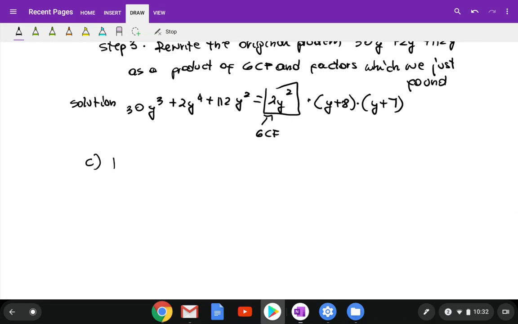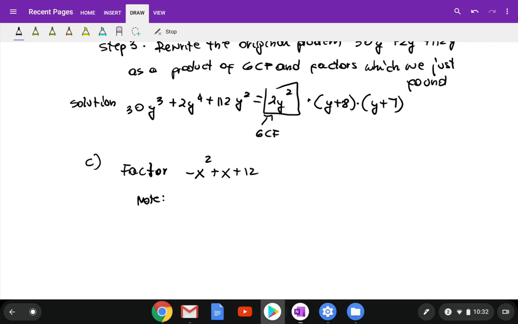We need to factor negative x squared plus x plus 12. So we didn't do anything with a negative in front of x squared. Okay, so let me write a note for you.